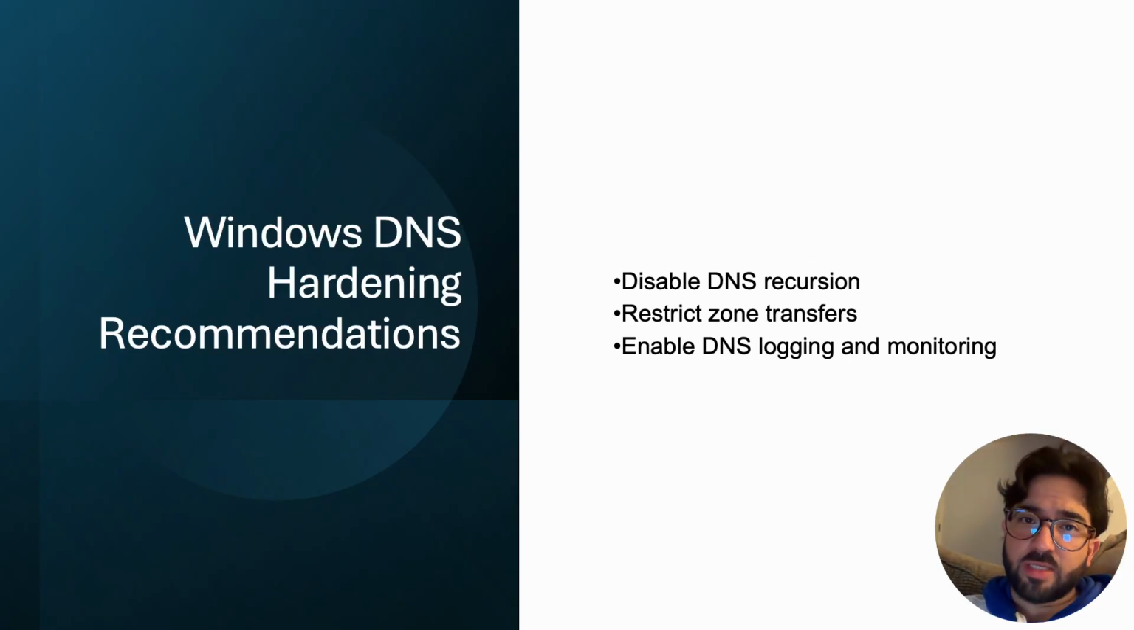For Windows DNS hardening, the first recommendation is to disable recursion to reduce the risk of DNS amplification attacks. The second is to restrict zone transfers to specific IP addresses only. The third is to enable DNS logging, which gives visibility into DNS activity and helps detect suspicious or abnormal behavior.